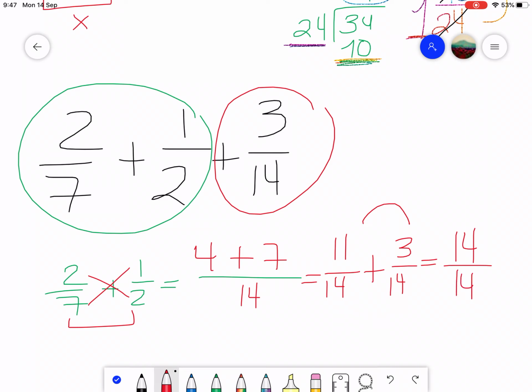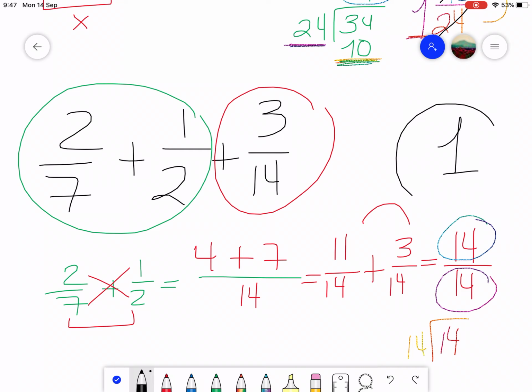Finally, guys, if you notice, this number is the same as this one. So if I divide it like this, how many times does 14 fit in 14? 1. And the final answer is 1. And you're done, okay? I hope this helped you to study. Good luck on the quiz.